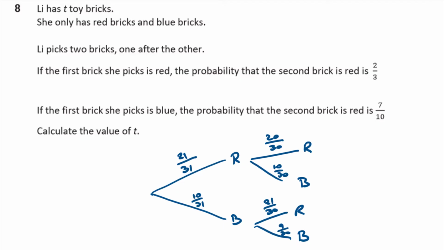But actually, what am I wanting to find out? I want to find the value of t, which is the total number of toy bricks. So that's just going to be this 31 here then, isn't it? I'm going to say t is equal to 31.